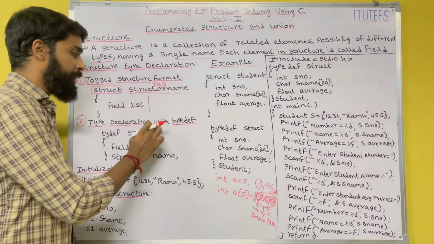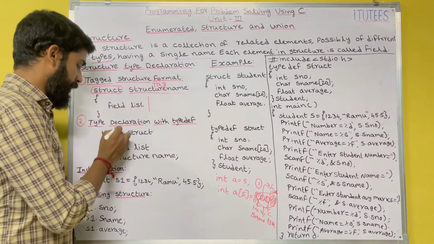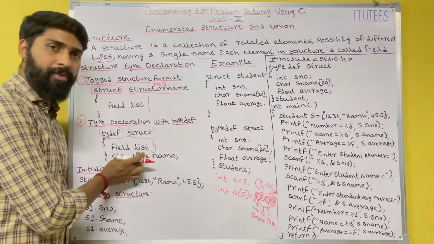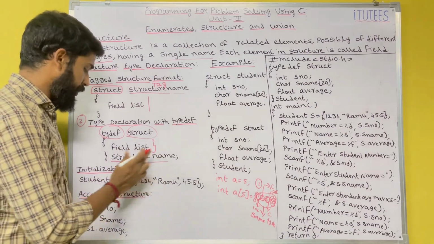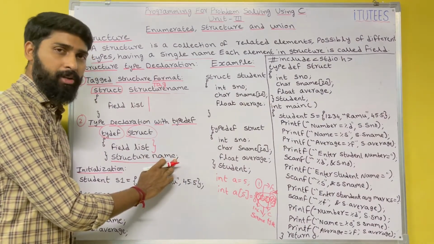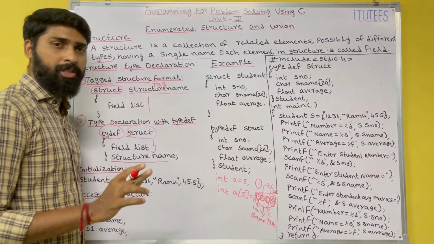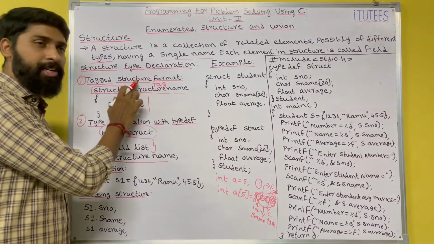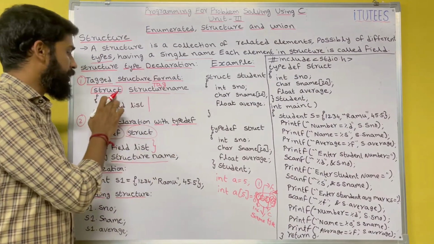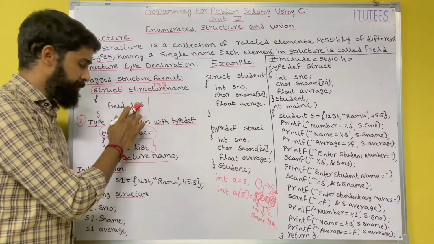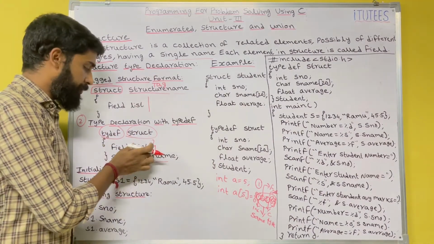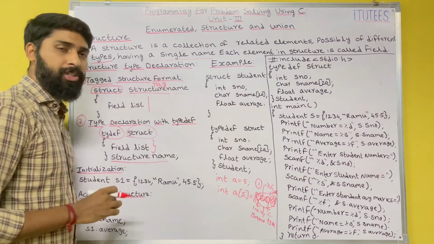Coming to type declaration with typedef, you use typedef and struct. These two are keywords. After that you specify the fields, and after the closing bracket you specify the structure name. Here you give the semicolon. So we declare the structure in 2 ways: one is tagged structure format, another is type declaration with typedef. In the tagged format: struct, structure name and fields. In typedef: typedef, struct, then the field list and structure name with a semicolon.